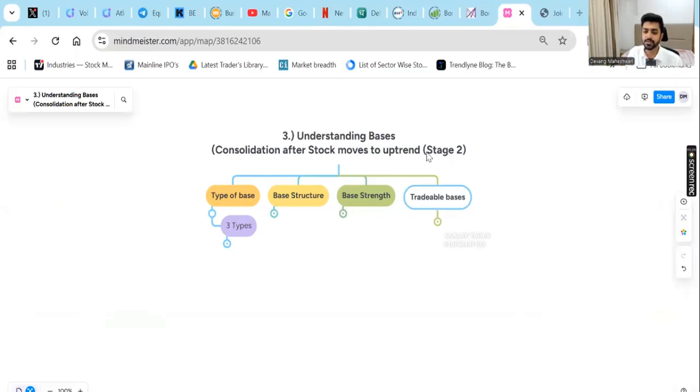Understanding bases has a few parts. First of all is the type of base. Then there is the structure of base and the strength of base. So the first step is to understand what are the types of bases that are formed when you are in a consolidation.